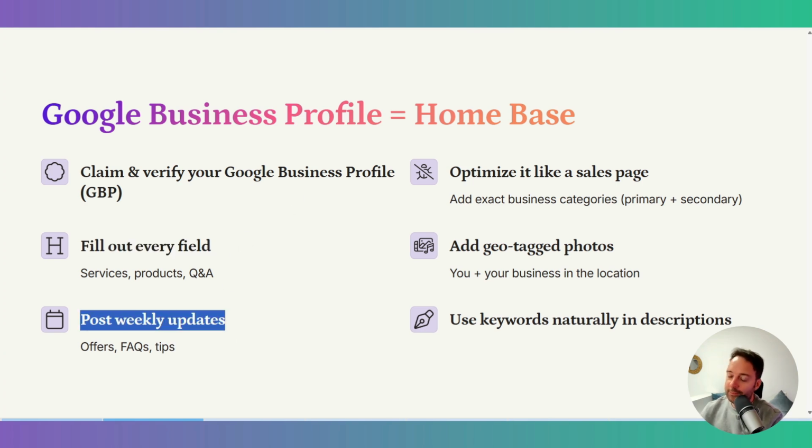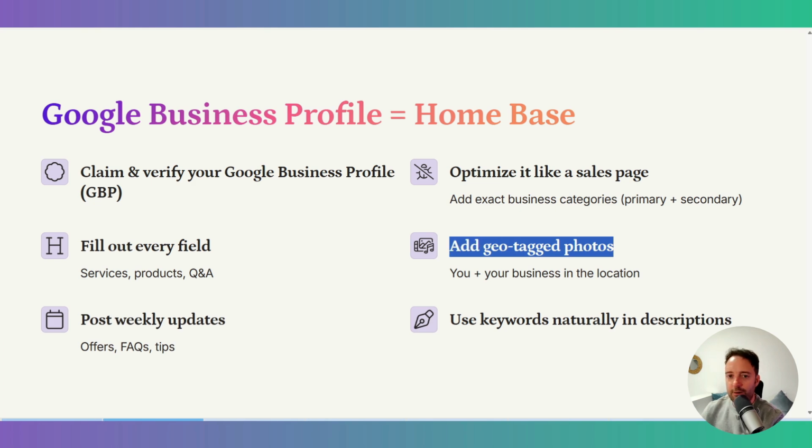So here's something as well. You want to keep updating it, keep it fresh with fresh data, as I said before. Add some geo-tagged photos. That just means that you need to add some of the details of where it is, where the photo is. All that stuff, you add those details into the data, like the name of the photo. So you say New York food truck or whatever, something like that, and optimize it like a sales page.